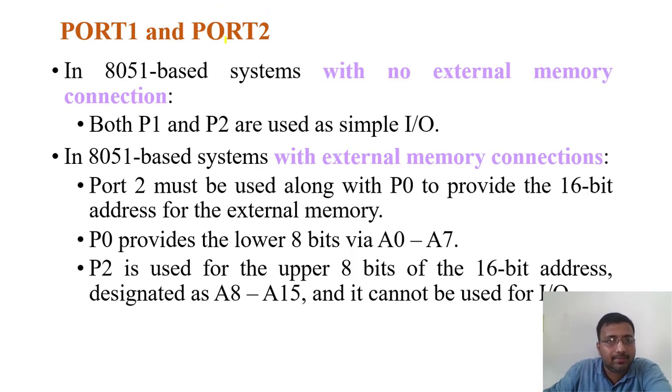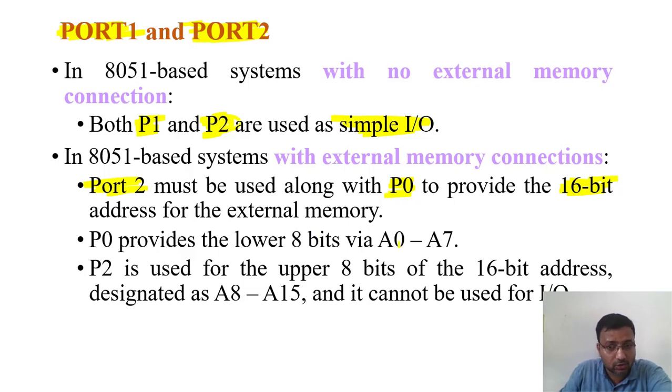Okay, so port 1 and port 2. Port 1 and port 2 are basic ports, but port 2 has multifunctionality, like having addresses on port 2 as well. In an 8051 based system with no external memory connections, both port 1 and port 2 are used as simple IO. Whenever we use external memory connections, port 0 and port 2 must be used, and these provide 16 bits of address. The upper address lines are available at port 2.